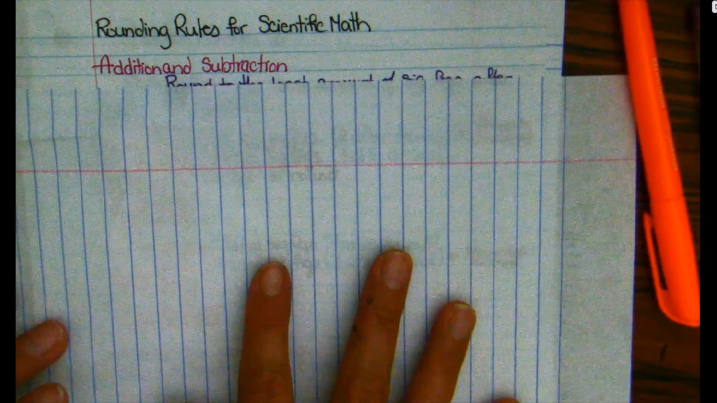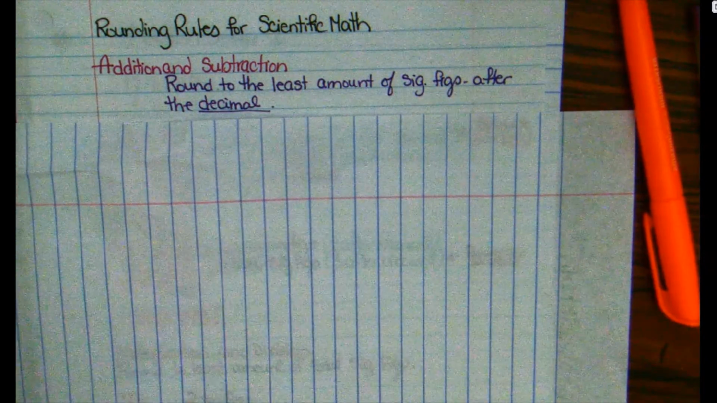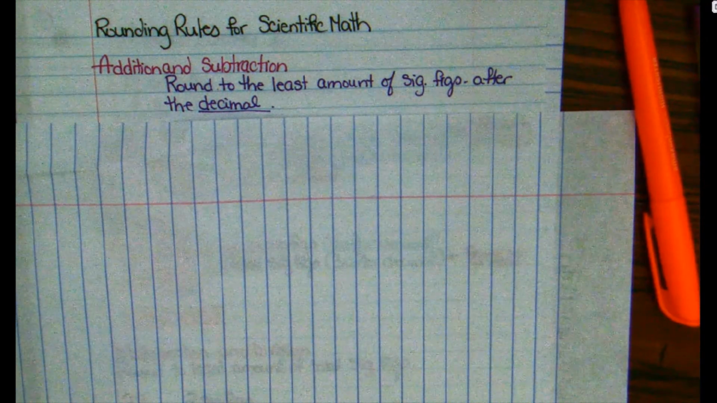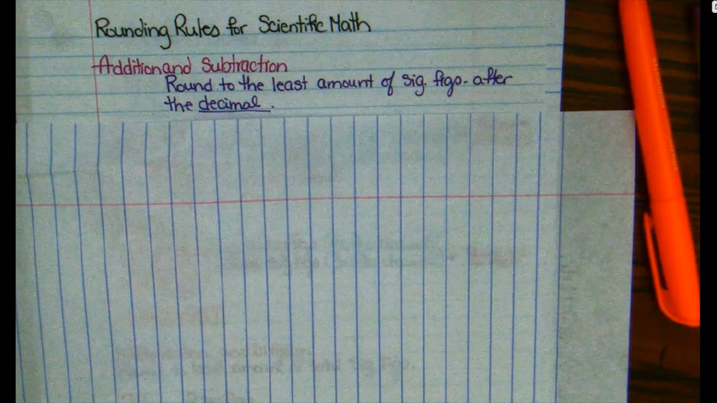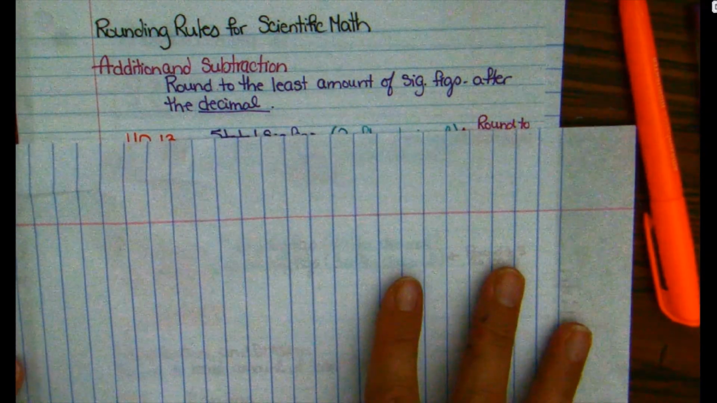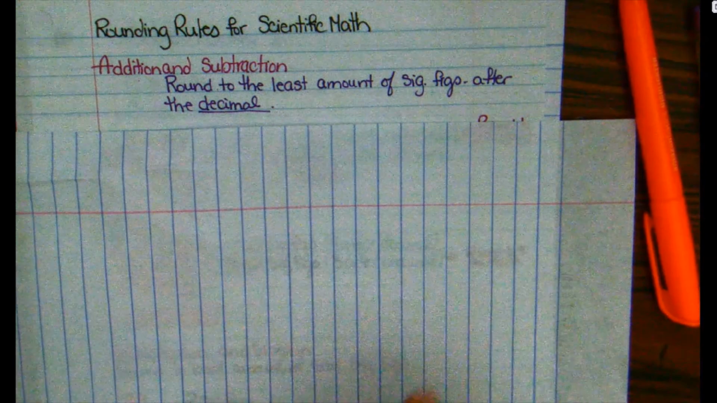For addition and subtraction, you're going to round to the least amount of significant figures after the decimal. So let's do a sample problem.